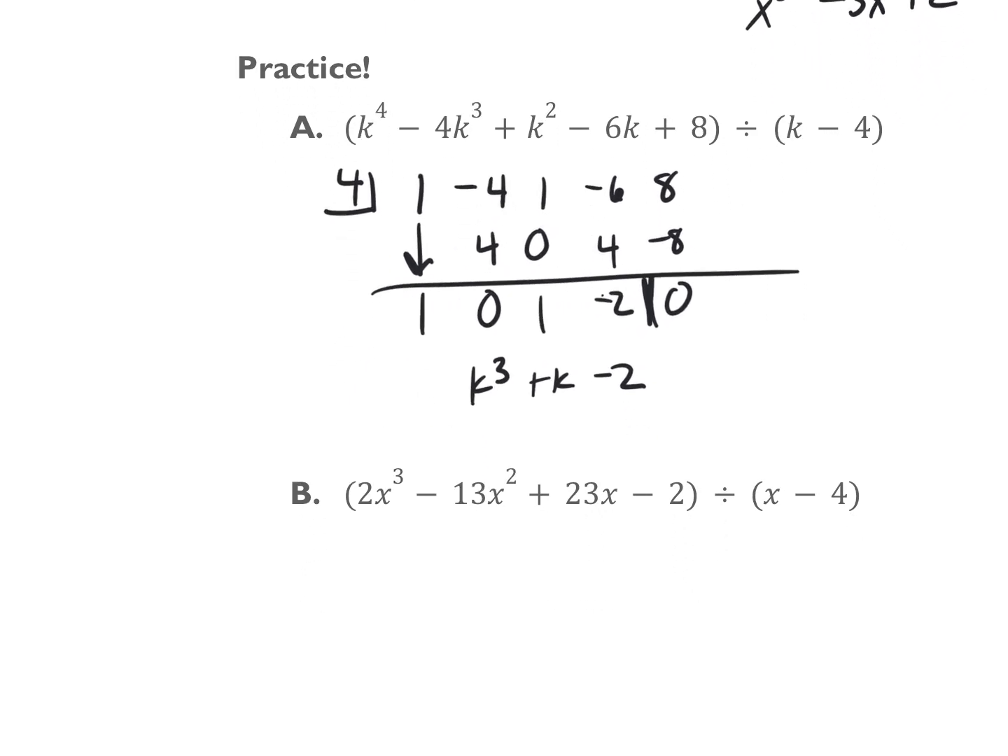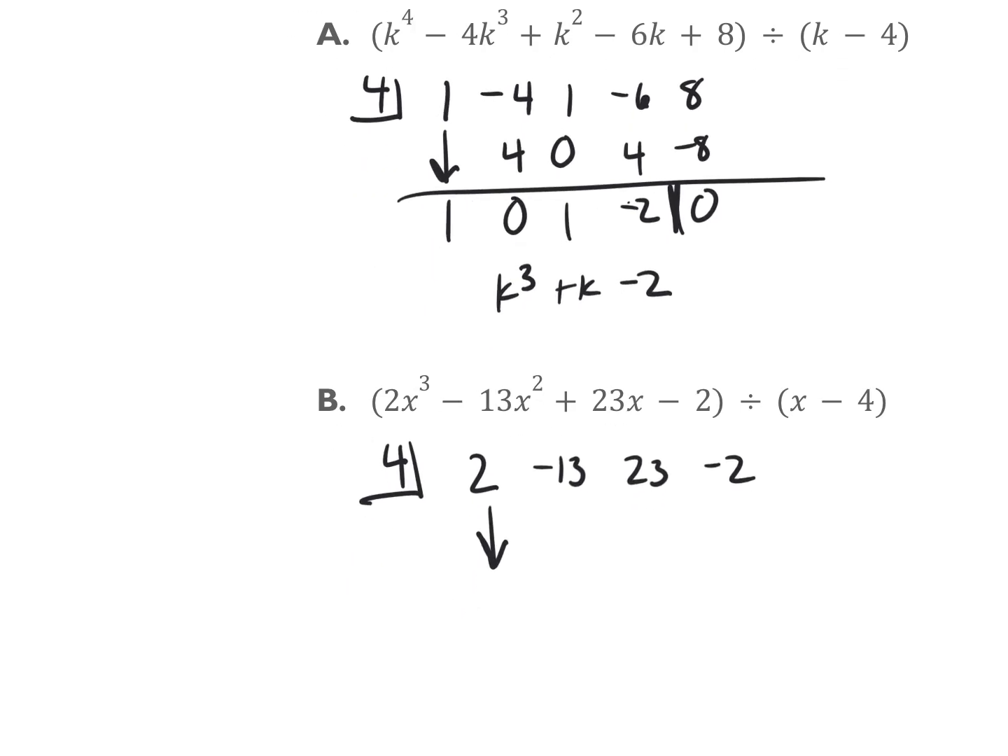And then we'll try another one here. We got 4 in the box again. Coefficients of 2, -13, 23, -2. So we can bring the 2 down. 2 times 4 is 8. -13 plus 8 is -5. -5 times 4 is -20. 23 minus 20 is 3. 3 times 4 is 12. 12 minus 2 is 10.